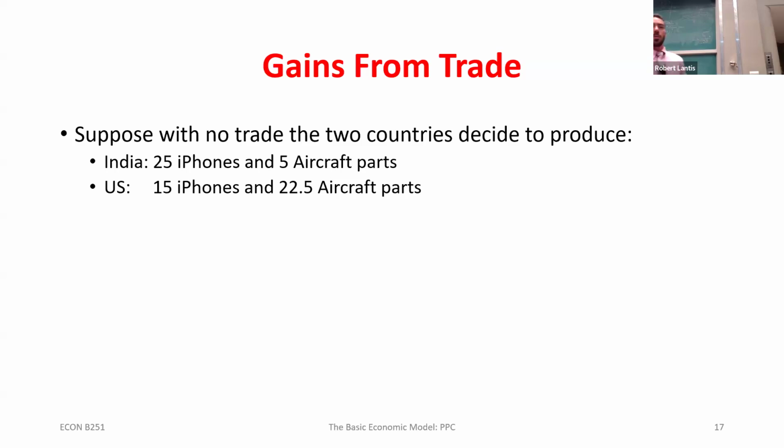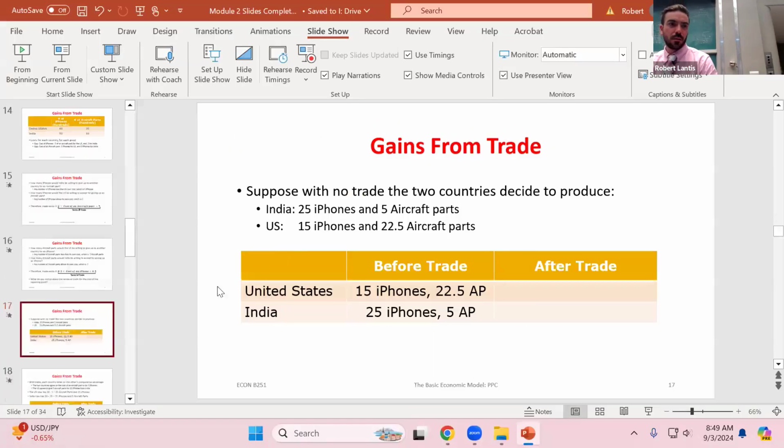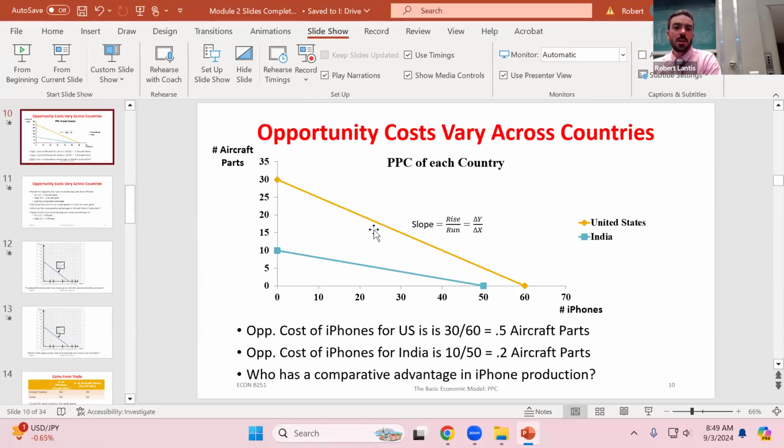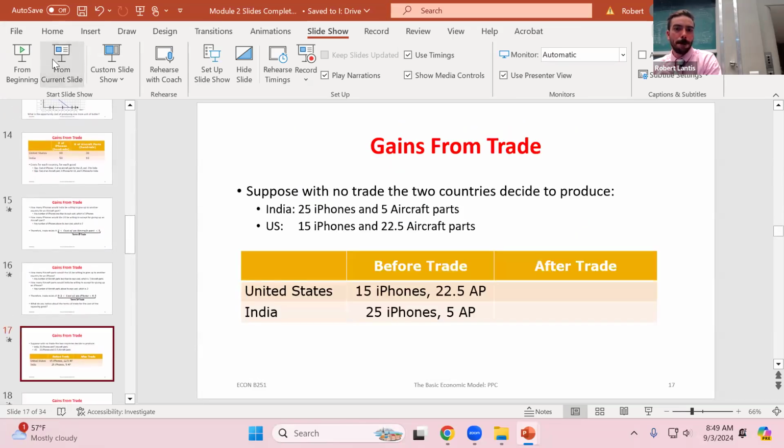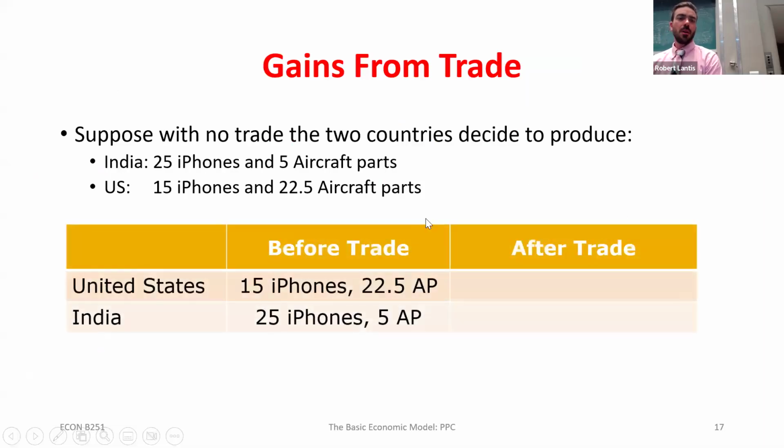So here, let's assume that we start out with no trade, and India is producing 25 iPhones. And if we did the math, right? So we had these, let me scroll back here so I don't have to fly through all these. So we have these production possibilities curves. Let's say we chose 2 points on each one for both of these countries. The ones that I'm going to choose are that India is producing 25 iPhones, which means that they only had enough resources to produce 5 aircraft parts. And then the US, if they produce 15 iPhones, they could produce 22 and a half aircraft parts, right? Those were 2 points on those production possibilities curves.